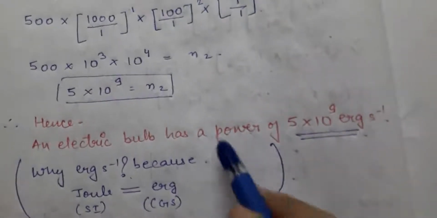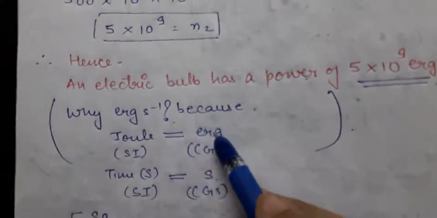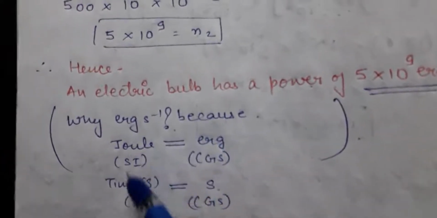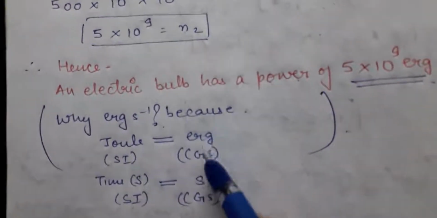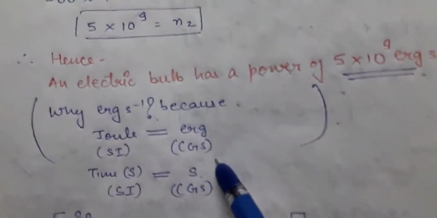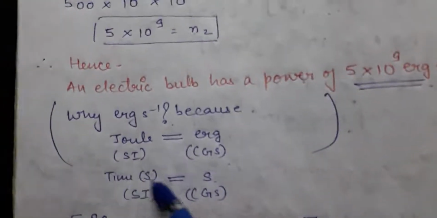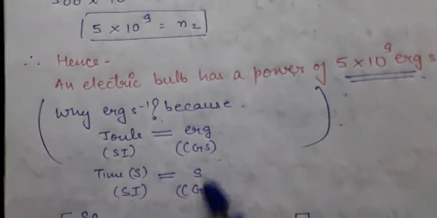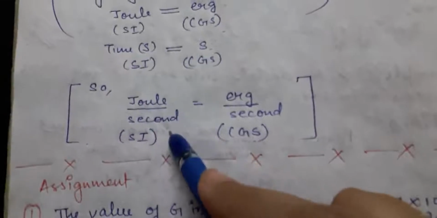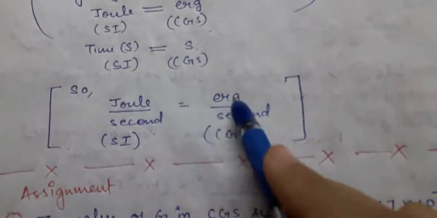Why have I written erg per second? Because joule is the unit of energy in SI, then the energy will be erg in CGS. Always remember. If the time in SI is second, then the time in CGS will be second. So we know that power is equals to work done upon time, means joule upon second. In the same way I can write erg upon second. That is why I have written here 5 into 10 raised to power 9 erg per second.